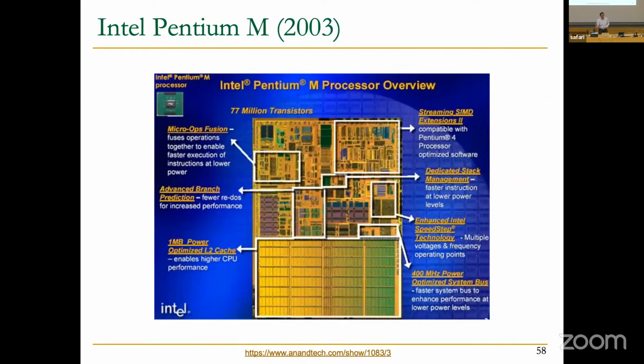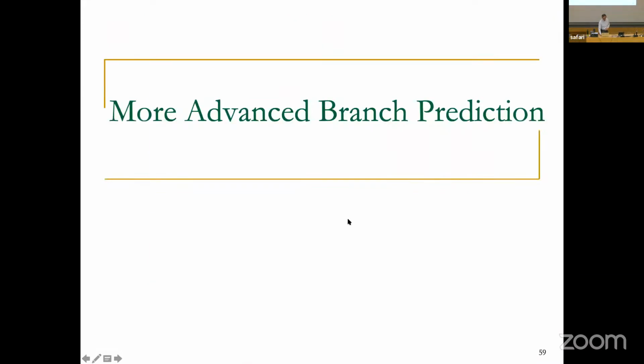Okay, so this is Intel Pentium M. If you look at the advanced branch prediction logic that they claim to have here, it's a reasonably large chunk of the processor core, right? The rest is memory, as you can see. Well, a lot of the regular structures are memory. Okay. Now let's jump into more advanced branch prediction, and we're going to cover these other algorithms that I promised to cover.